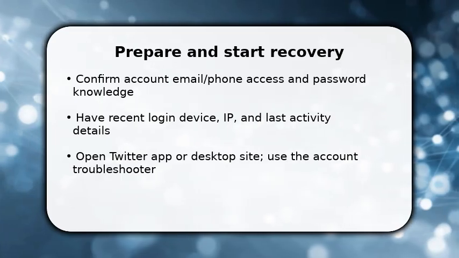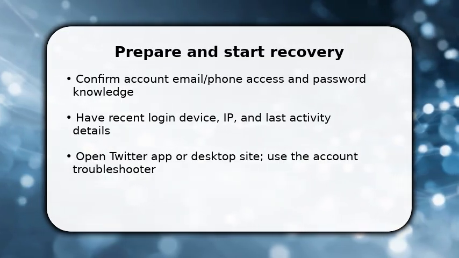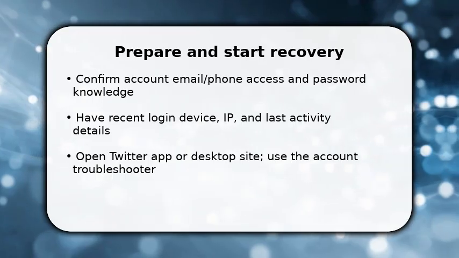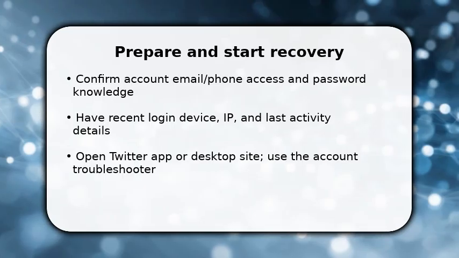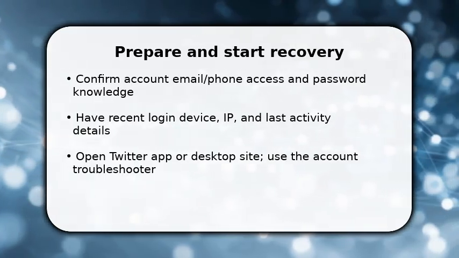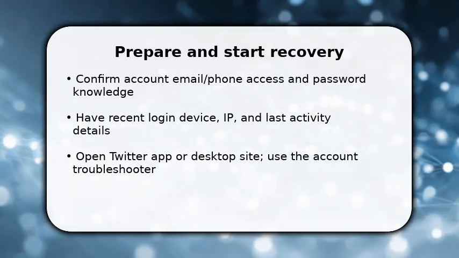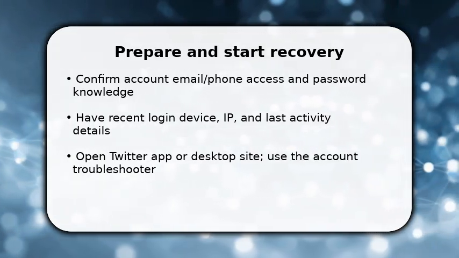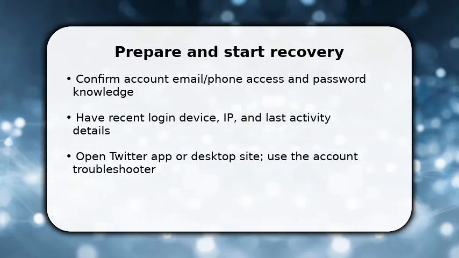You begin by verifying essentials. You have access to the account email or phone, and you know the most recent password. Once confirmed, open Twitter on the device you usually use. This reduces friction with security checks. Start the official account troubleshooter or login flow immediately and choose the option that matches the error, login failed, suspended, or verification needed, because that routes you to the proper recovery steps.